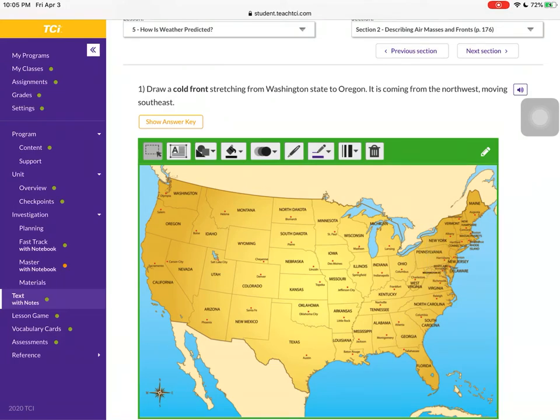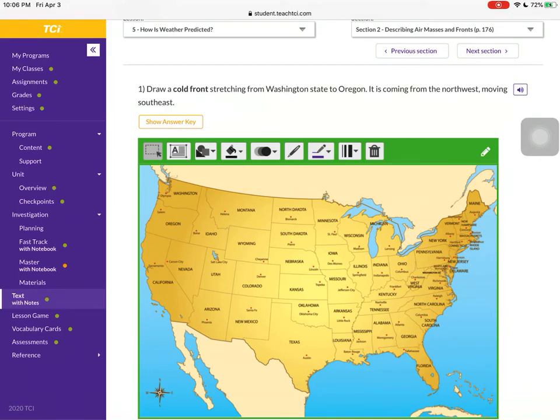You have two options here because you guys are experts. You are certainly able to complete the activity right here in TCI using these tools. However, if you are more comfortable using Seesaw, you could screenshot each of these maps, post it into Seesaw as a new post, and then use the Seesaw tools to complete the activity, if you're more comfortable using those tools for the colors and such to make your warm front or cold front.